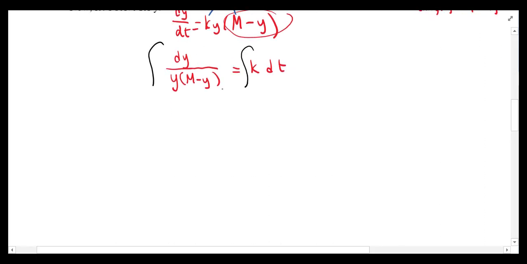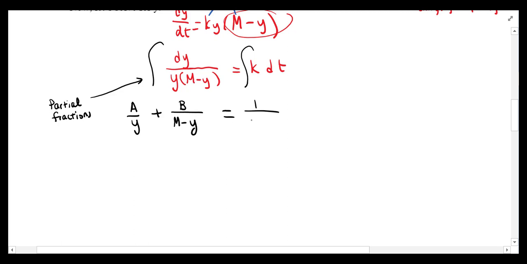Yes, we need to anti-differentiate. But for the left side here, what technique do we have to use? Uh-huh, partial fractions. That's right. We have to separate this into two fractions: A over y plus B over (M minus y). And this must equal 1 over y times (M minus y).